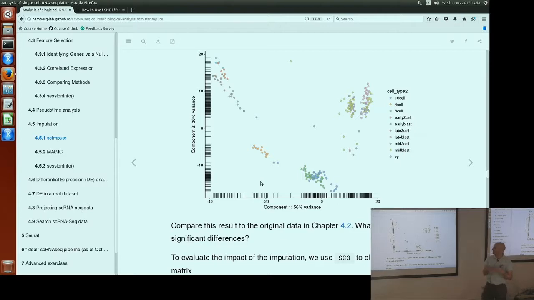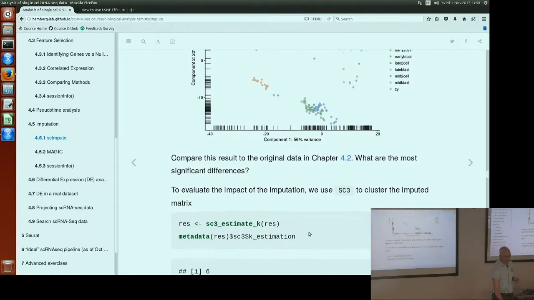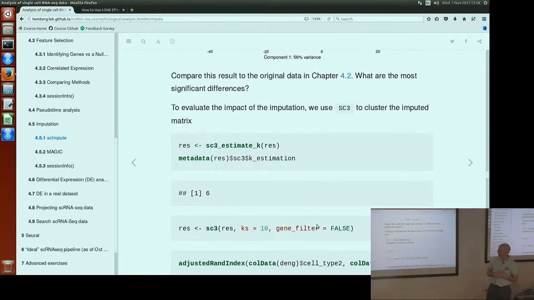This is a qualitative view of it, because we're just looking at a projected version of the data. To do it more quantitatively, we can ask how the imputation affects any of the downstream analysis, because imputation is something you would do very early on, before, for example, clustering or pseudotime analysis. So in this case, we're going to be doing clustering.